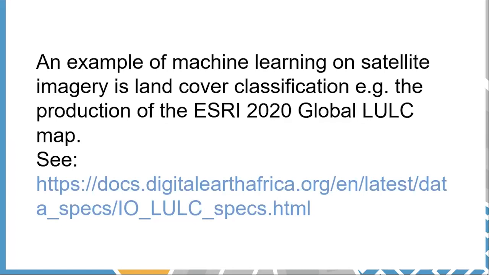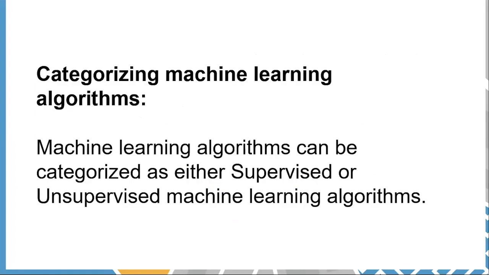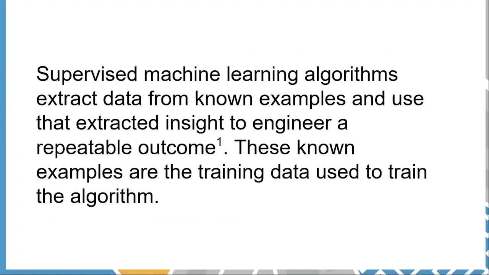Now, the most common way we categorize machine learning algorithms is by saying whether they are supervised or unsupervised. You can go into the other ways you can categorize, but this is the simplest way we can go about it. So we have the supervised machine learning algorithms, which extract data from known examples and use the insight they've gained to engineer repeatable outcomes. These known examples are the training data used to train the algorithm.